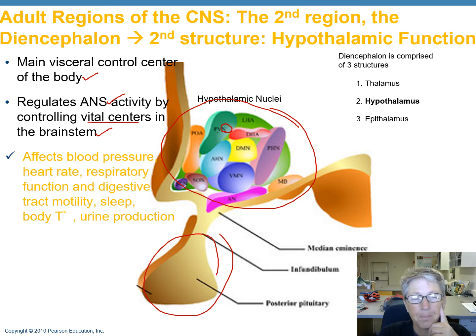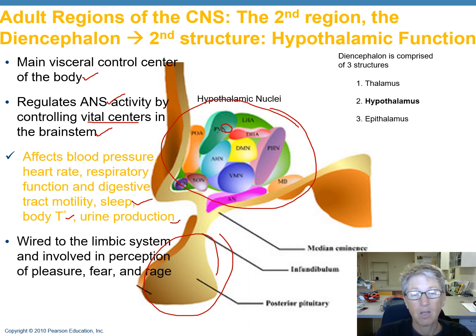The hypothalamus regulates autonomic nervous system activity by controlling these vital centers that live in the brainstem. The hypothalamus affects all these things: blood pressure, heart rate, respiratory function, digestive tract motility, your sleep, body temperature, urine production. So the hypothalamus does a lot of things, and that's why it has all these nuclei in here. Remember, a nucleus in the central nervous system is a collection of neuronal cell bodies.